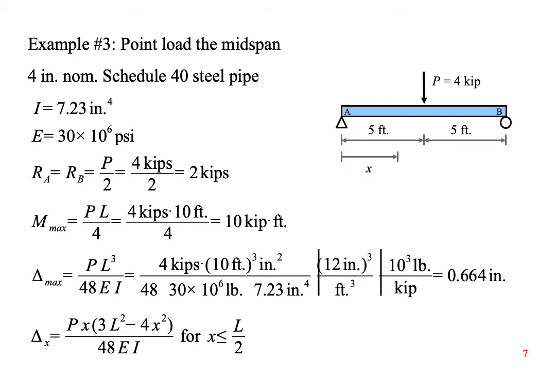We can use the formulas in this case to calculate the reaction forces without having to calculate some of the moments or some of the forces. And we can calculate the maximum moment without drawing shear and moment diagrams. The maximum deflection is equal to PL cubed over 48 EI, and it occurs at the midspan. It works out to 0.664 inches.